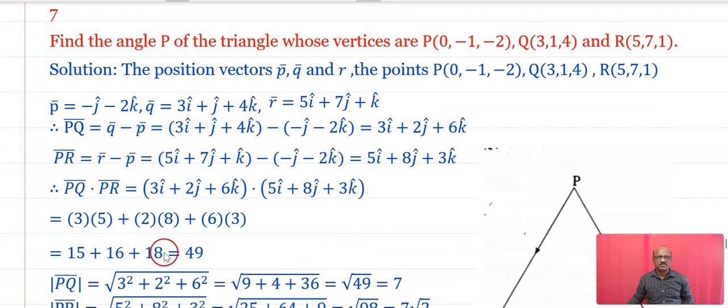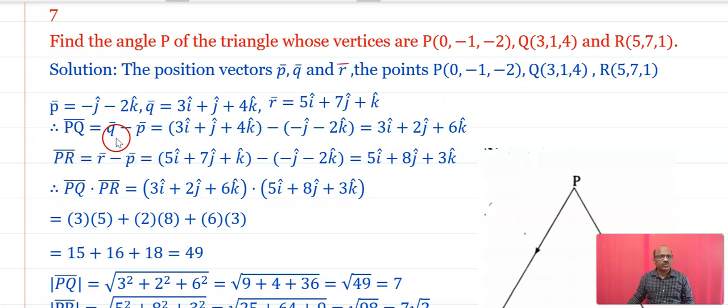Now the next problem. Find the angle P of the triangle whose vertices are P(0, minus 1, minus 2), Q(3, 1, 4), R(5, 7, 1). The position vectors are P bar, Q bar, R bar. These are the position vectors: P bar is minus j cap minus 2k cap. Next, Q bar is equal to 3i cap plus j cap plus 4k cap, and R bar is equal to 5i cap plus 7j cap plus k cap.